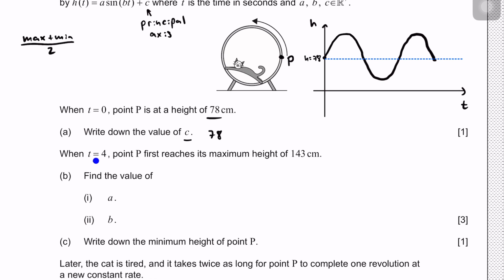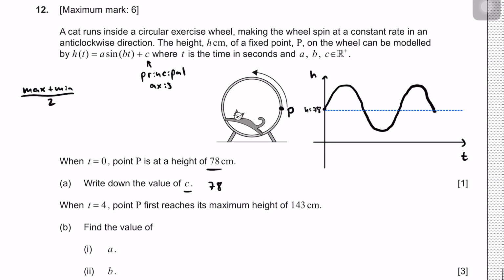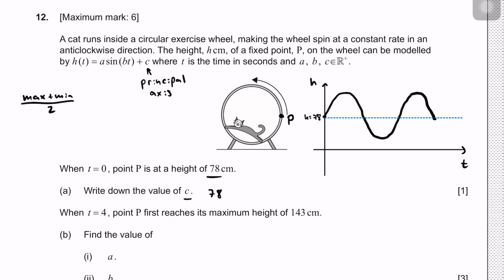When t equals 4, point P reaches its maximum height of 143 centimeters. Find the value of A and the value of B. Okay. So going back to our function here, what is A and what is B?